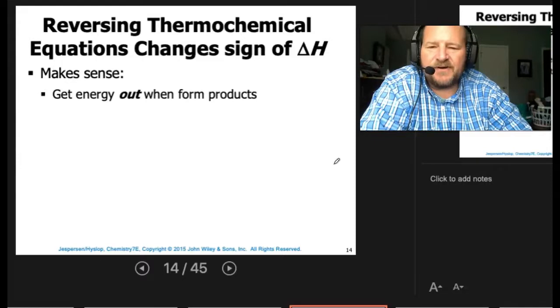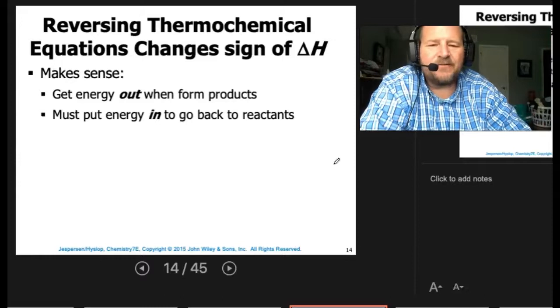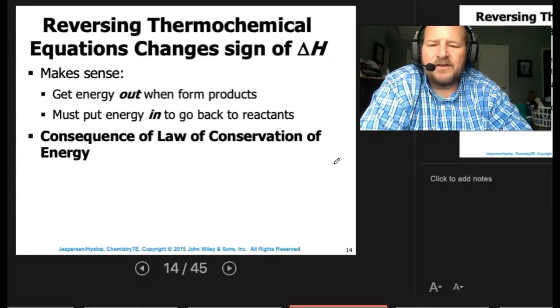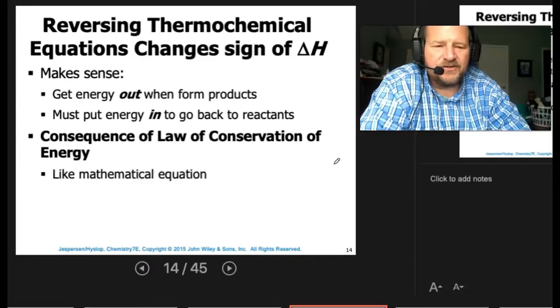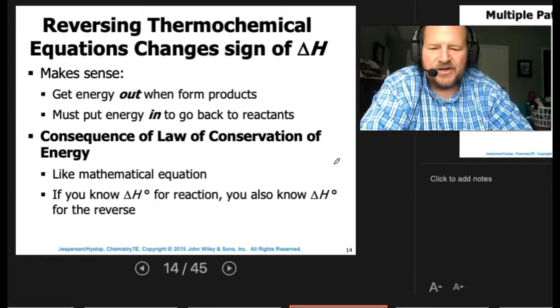Hopefully that makes sense, right? If you get energy out when forming products, then you must put energy back in order to make reactants. The consequence of the law of conservation of energy, right? Just like a mathematical equation. If you know delta H for a reaction, you also know delta H for the reverse reaction.